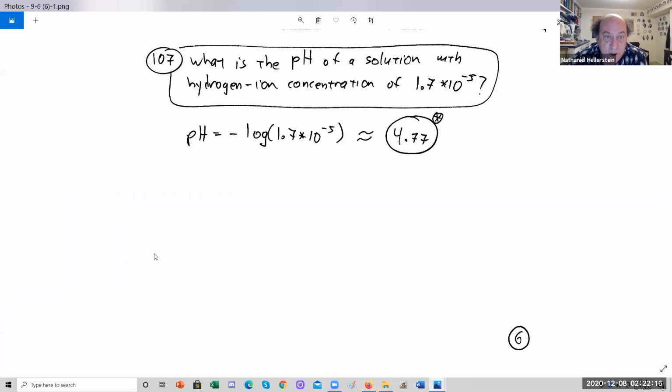What is the pH of a solution with a hydrogen ion concentration of 1.7 times 10 to the negative 5th? Well, it's minus logarithm of 1.7 times 10 to the negative 5th. Calculate out a bit, 4.77. Oh, by the way, the reason for the negative is that way you don't have to have a negative attached to every pH.